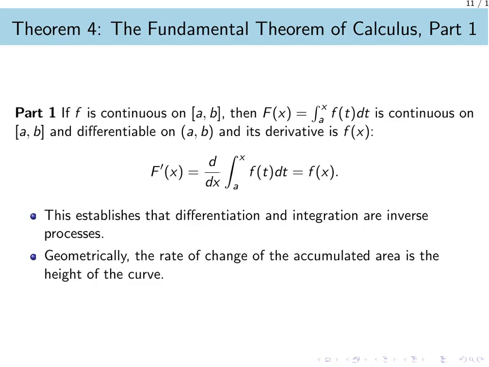This means that if you integrate a function to get an area and then differentiate that area with respect to the upper limit, you get back the original function height. Geometrically, this tells us that the rate at which the accumulated area changes is exactly equal to the height of the curve at that point.